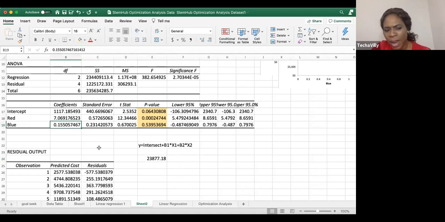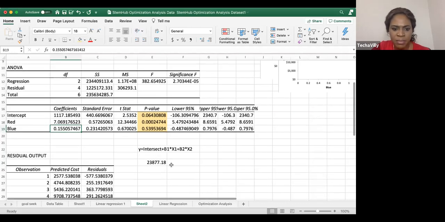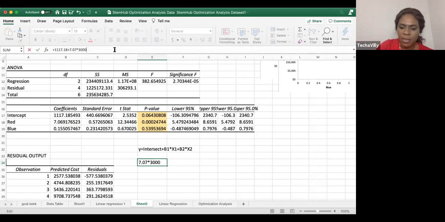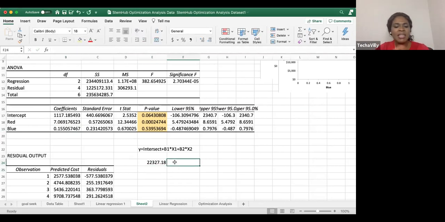Now, let me take out the blue bike from this equation and see how much the company will spend. So if I go back to the formula, take out the blue bike, and hit the enter key, you can see that the difference is not much. So if the company produces more red bikes, they're going to make a lot of money. They are spending 22,000, or let me take it the other way around. If we produce only the blue bike, let's see how much that is going to be.